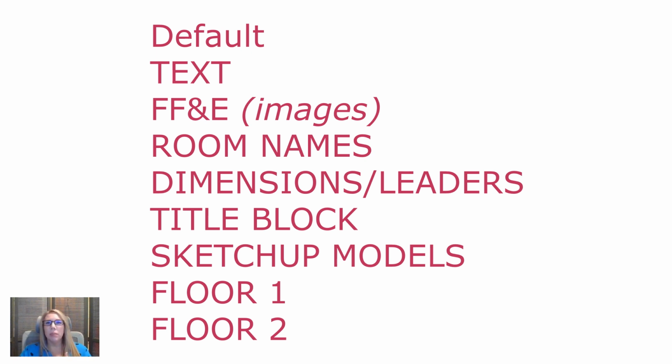FF&E, sometimes I need to show the images of items to my clients on the drawing. Room names, I don't want these to be visible on some pages, on some sheets, so they have their own layer. Dimensions, hidden lines, they can be the same sometimes. Elevations and details, which are SketchUp model viewports, and model name. So for stacked viewports, I name the layer for what it is. So this is the second floor, first floor, so on and so forth.